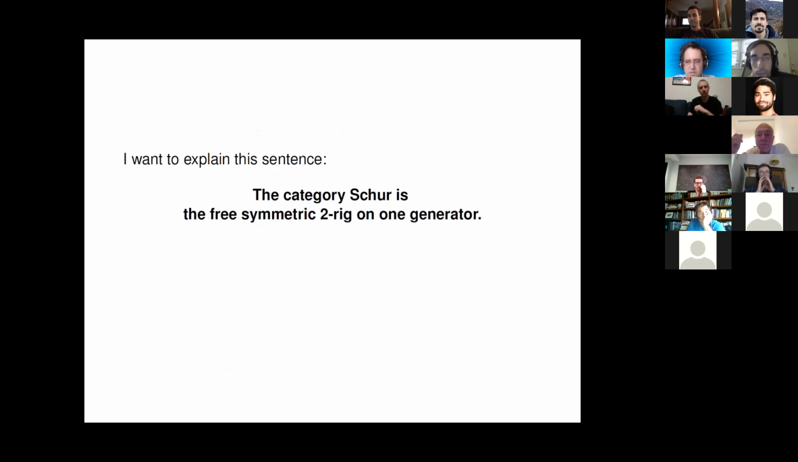So what I want to do is explain some of the importance of this category Schur, and by the end of this talk, if I've been successful, you'll understand this one sentence. The category Schur is the free symmetric tworig on one generator.